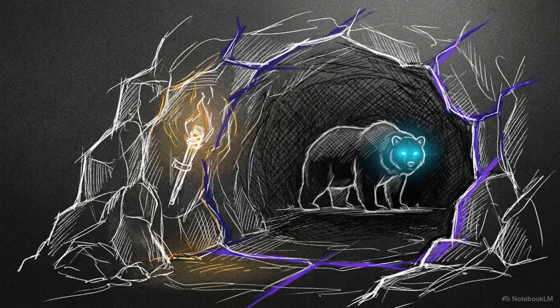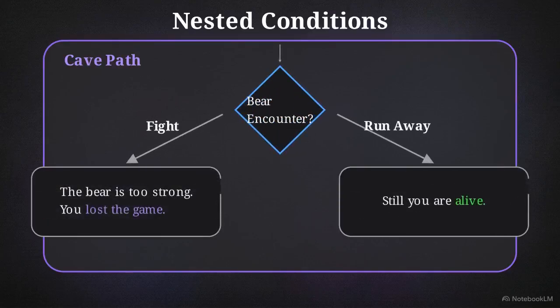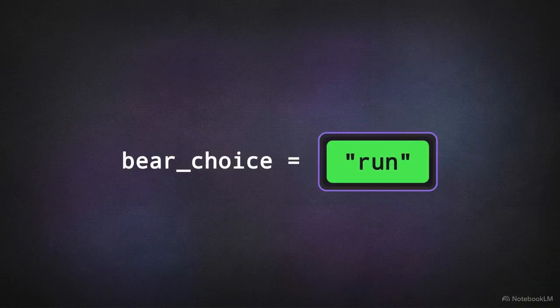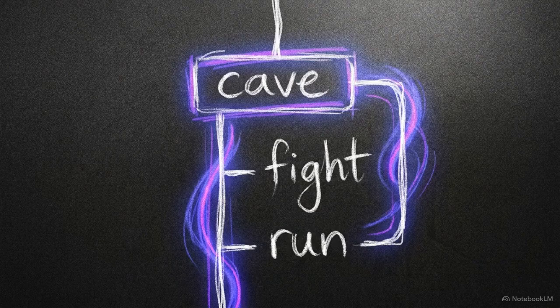If the player chooses the cave instead, we can offer them a second level of interaction using a bear encounter. To do this, we use nested conditions. This is where we place a new if-else structure entirely inside the existing cave branch. We call a new input function, asking the player if they want to fight the bear or run away. We then store that second answer in a new variable. This requires a specific layout. In Python, you must indent this new code block by exactly 4 spaces. This tells the computer that these choices only exist if the player is already inside the cave.